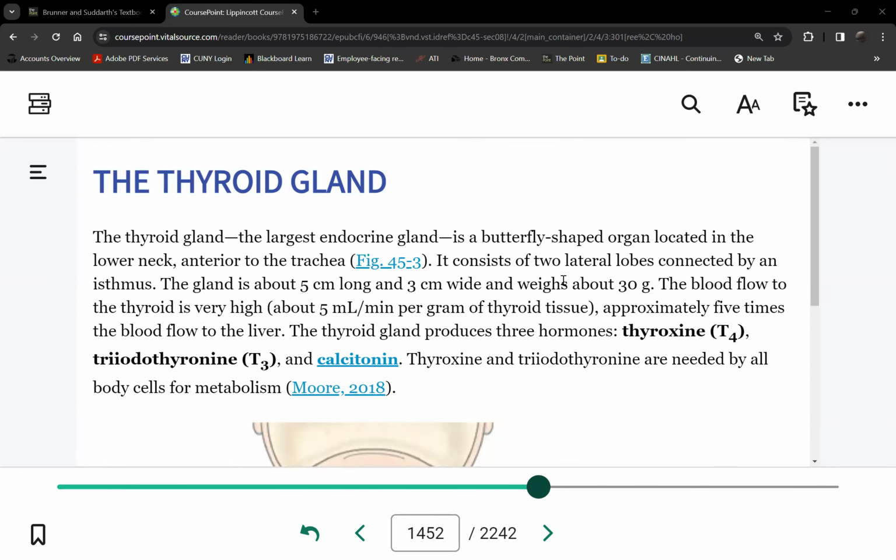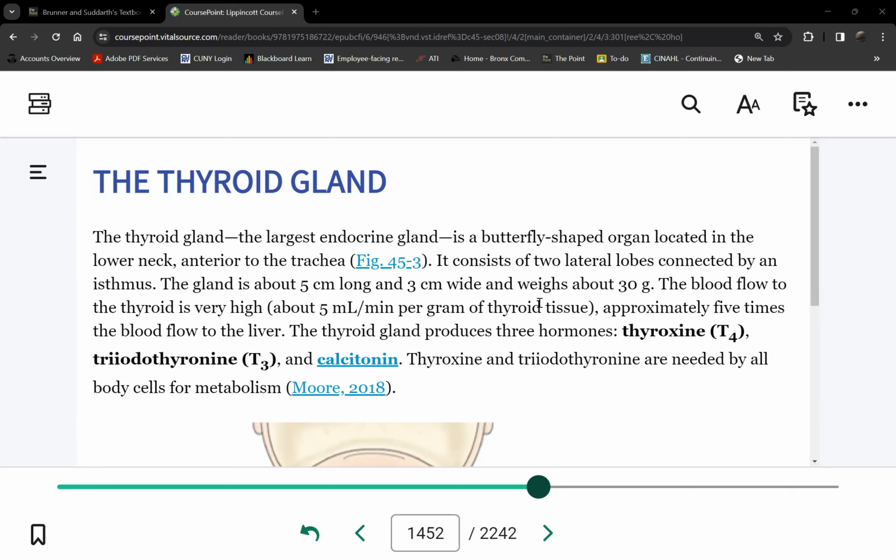The thyroid gland. It's normally not palpable in the neck. If it is palpable, then that likely means it is enlarged. Let's review what the functions of your thyroid gland are. What does it do?